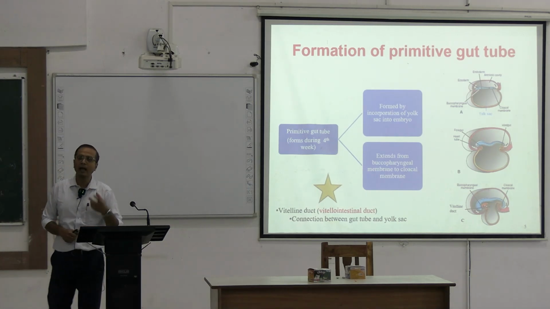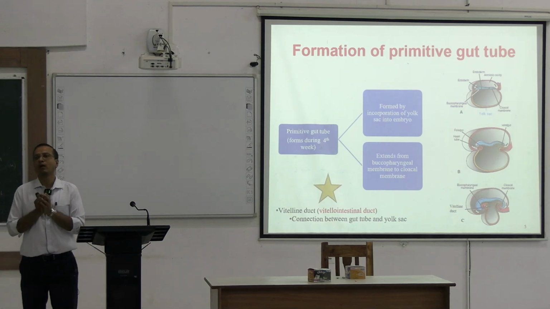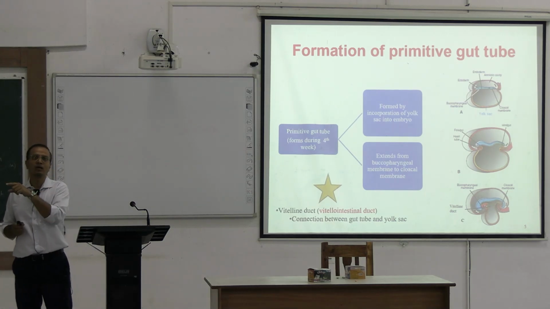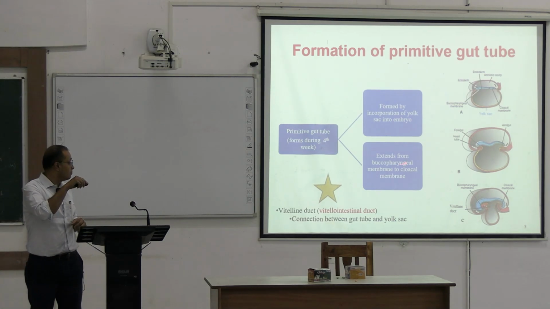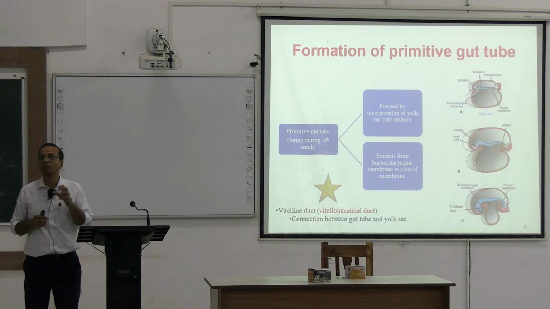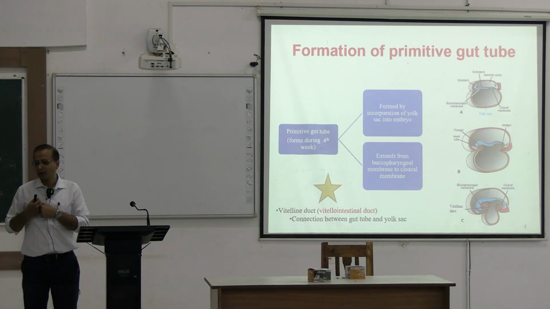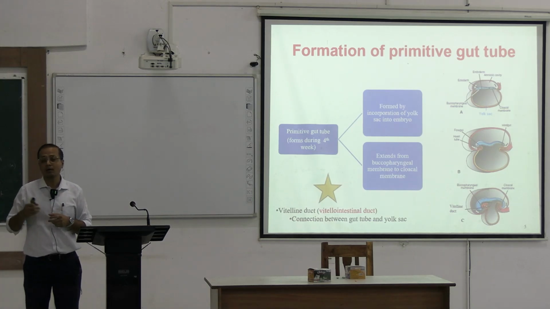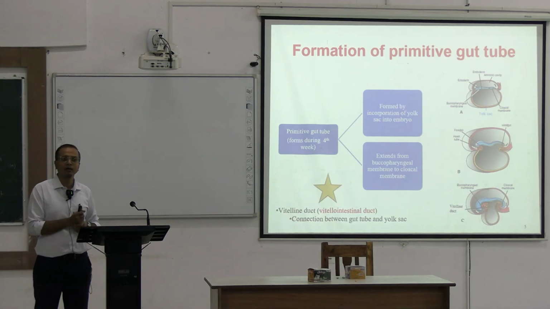That particular membrane has to rupture to give rise to this connection, this communication. By any chance, if this membrane fails to rupture, we have a tube, but that tube is not communicated through the mouth, or that tube is not communicated through the anus or anal canal. So then we have a clinical condition.